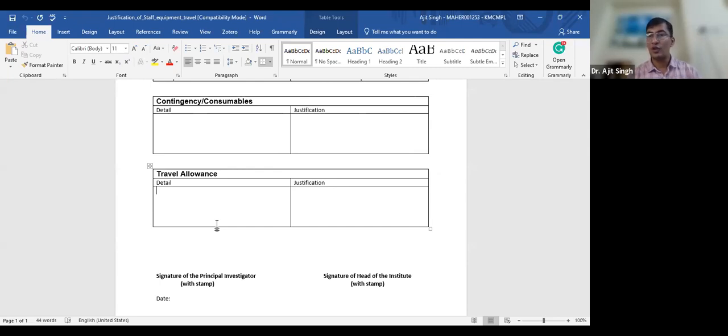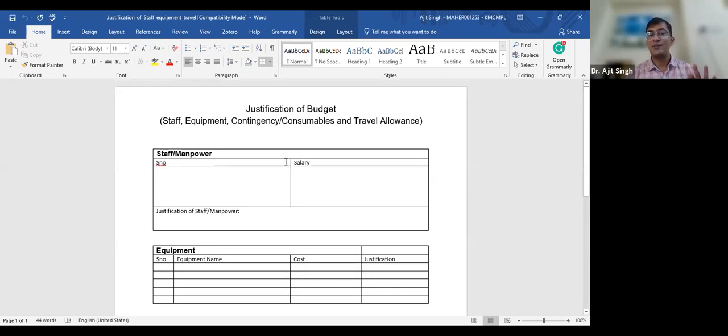Or if you want to go to a conference to present your paper, you need 1 lakh rupees, 50,000, and then publication charges. Everything you should mention in the budget properly with the proper justification. You should mention it in the budget. So this is the proper budget justification form.